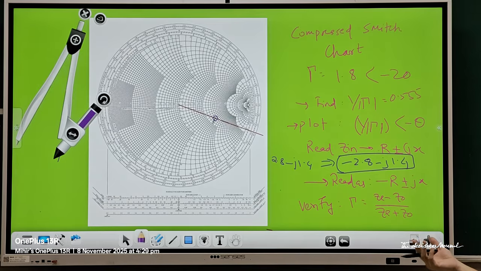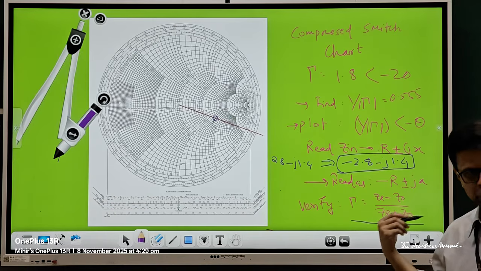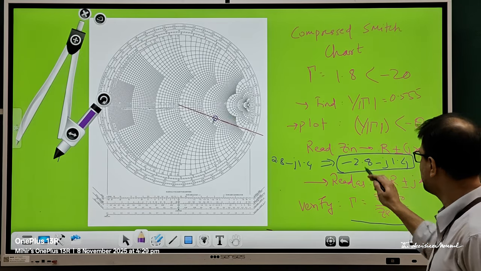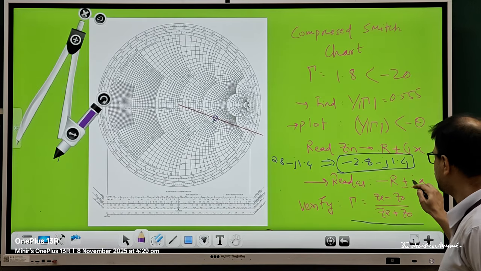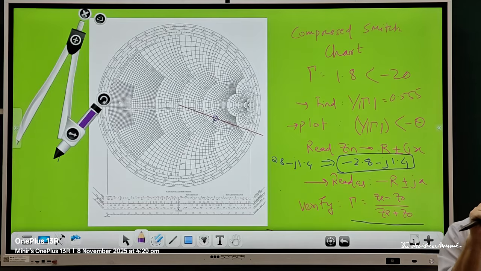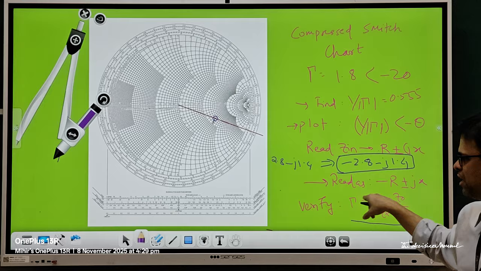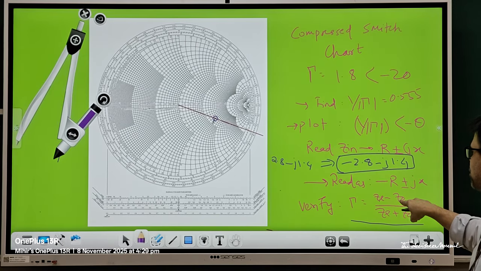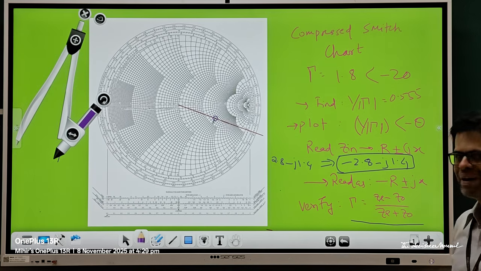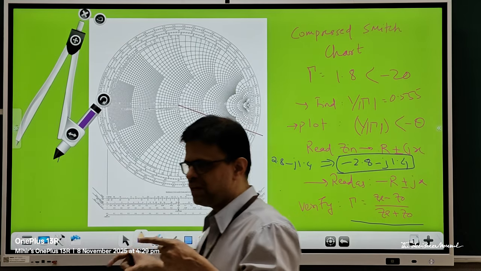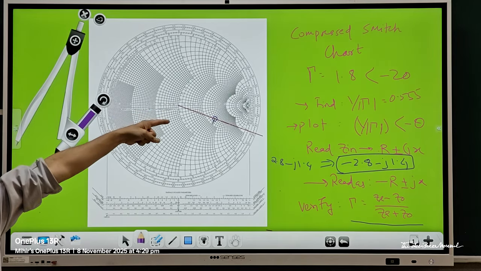Now you need to cross check this. Verify it using your equation. Substitute the ZL value which you obtained into the equation: minus 2.8 minus 1.4j minus 1, upon minus 2.8 minus 1.4j plus 1. Remember, Z0 should be taken as 1 because I will not denormalize this Zin which I have calculated. Resolve this equation and calculate the polar form of that. You will get the original gamma value back.